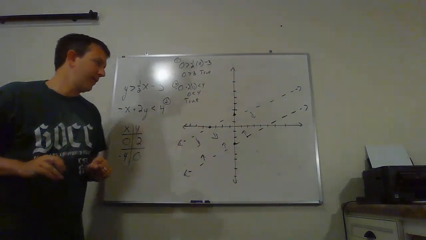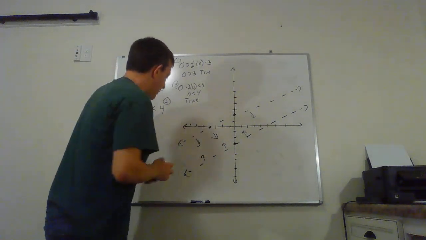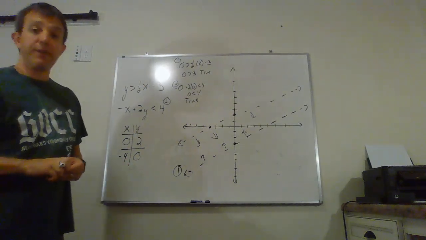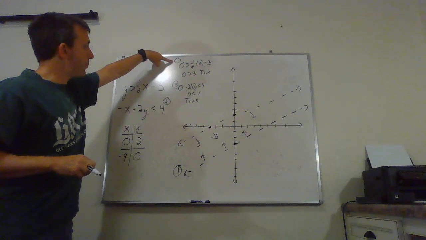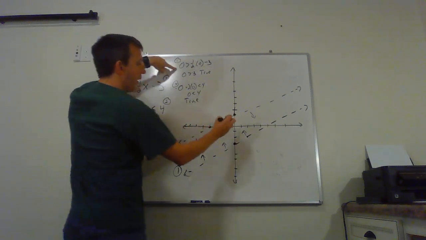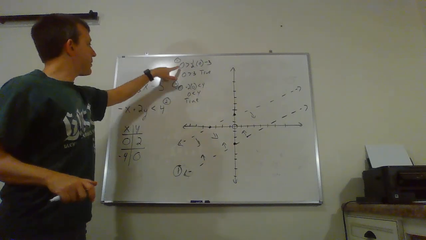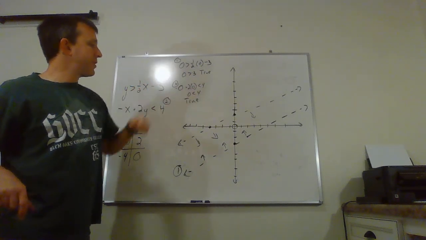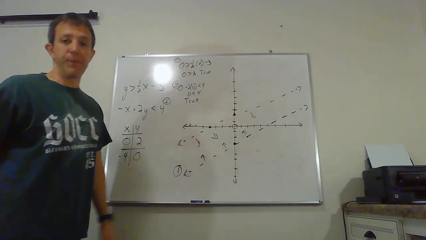Really easy to forget. So the only thing left for that first line, which is this one right here, is to figure out which side of it would need to be shaded. So you can see up here I plugged in 0, 0. I like the origin. It really is my favorite point to plug in. If I plug in 0 for y and for x, I get 0 is greater than -3, which is a true statement. So for that line, I shaded toward the origin.